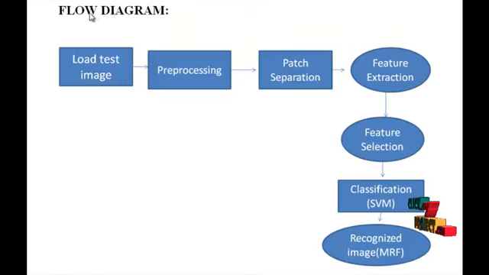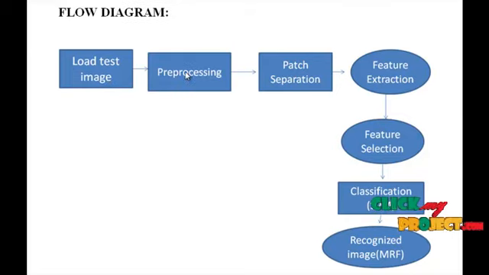This is the flow diagram of our system. It consists of 7 blocks. In the load test image block, we load our input image, that is the pose variant image, from the test images. In pre-processing, a median filter is used to remove noise from the input test images.